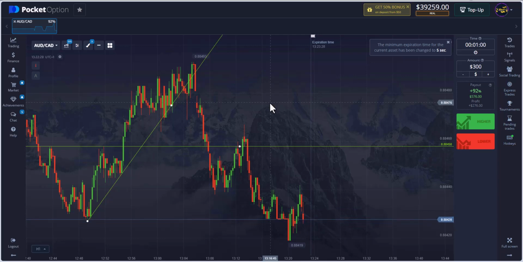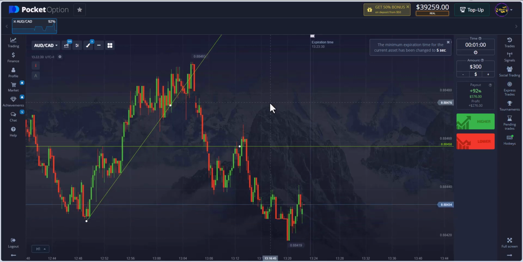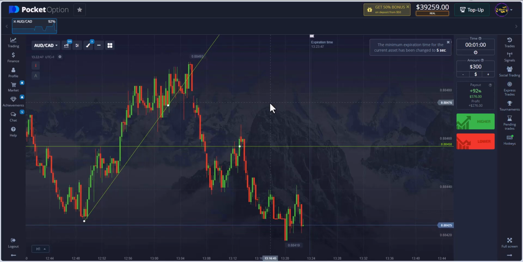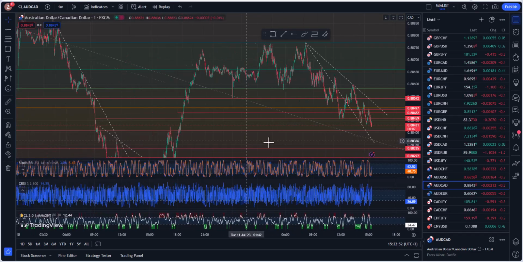Alright, enough talking, and let's get down to trading. As you have already noticed, I pinned the pair Australian dollar to Canadian one, and it shows really good percentages. Let's check out our trading view and see what is going on.